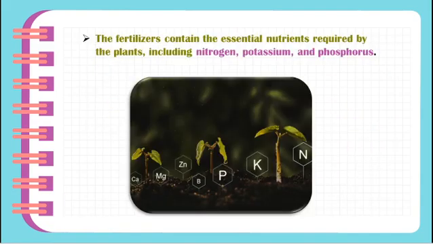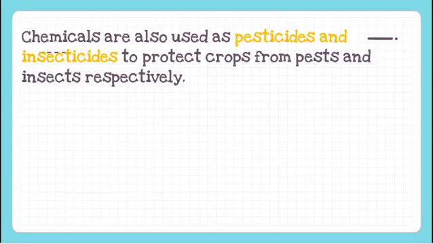And the next one, this fertilizer gives the essential nutrients to the plants, like potassium, sodium, phosphorus, zinc, magnesium, calcium. So these nutrients are required by every plant. These nutrients are given by the fertilizer which the farmers use in the field.